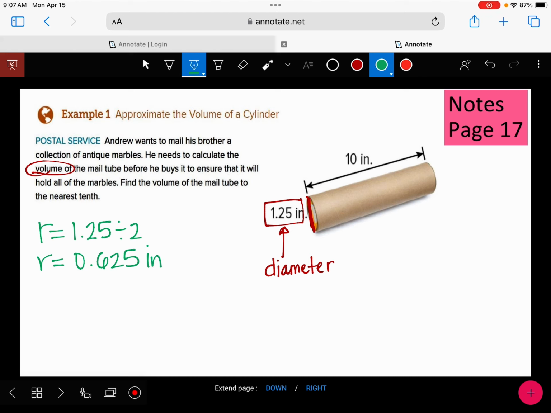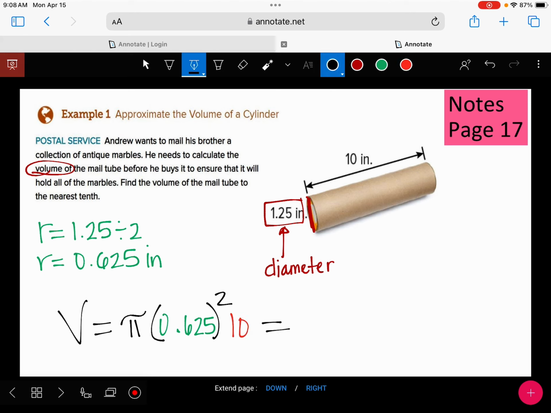Anyone else get that number? Go ahead and verify it. And then after you do that, you're ready to find the volume. So volume equals pi times the radius squared. So that 0.625 goes inside here. And then you're going to multiply that by how long the tube is, which is 10. So take a minute. Everybody type that in your calculator.